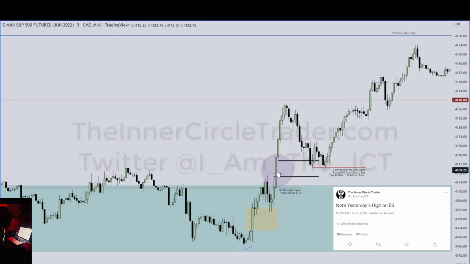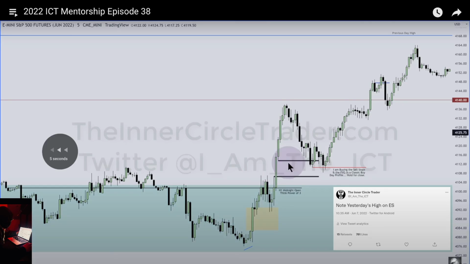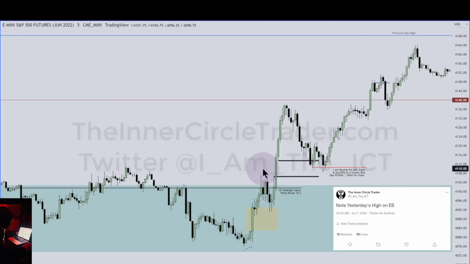Now that's narrative. Okay, let's go back. Right when it crossed over here, I'm thinking, okay, it could potentially be running previous day's high. I don't know it yet. Then when it drops down into here and then rallies from that, then I know it.